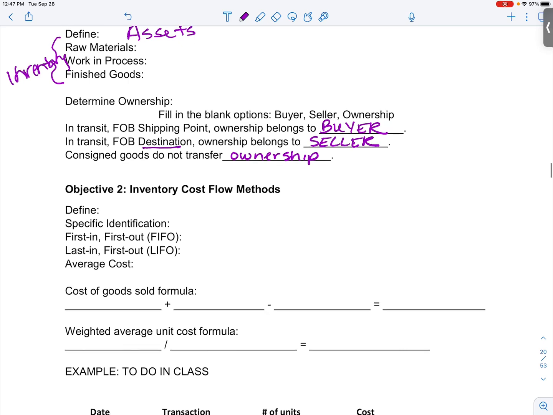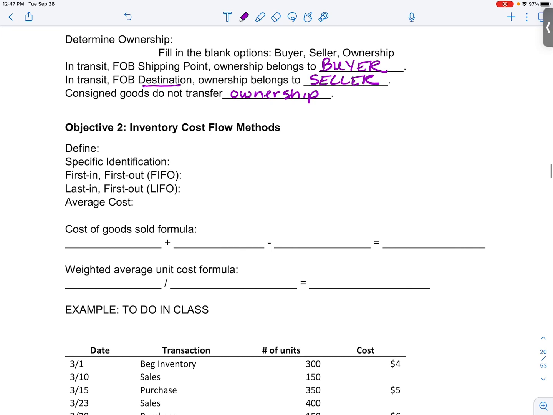We have 4 methods we're going to talk about when we look at how to account for our inventory. Specific identification says, I know specifically which items I sold, and those are the ones that I will account for. First in, first out. Whatever I bring in first is going to be the first to sell. Last in, first out. Whatever I bring in last is going to be the first to sell. And then the average cost, where we just take an average cost of everything.